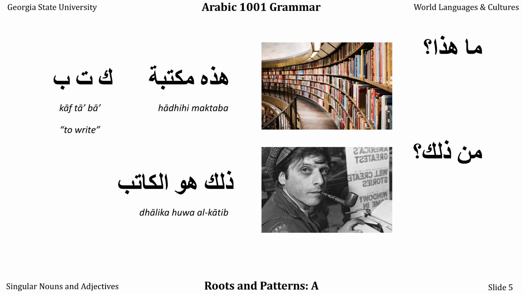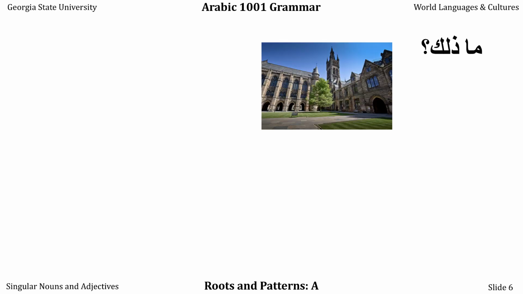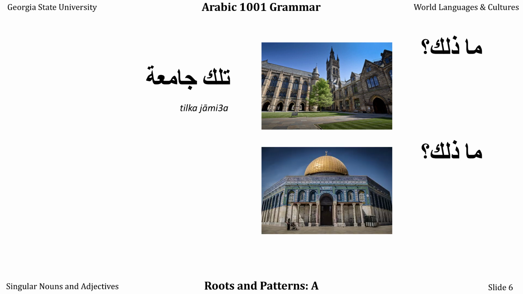One of the most fundamental skills in Arabic is finding the root of a word and comparing it to other words that you know. We can do this with other roots. Ma dhalik, what's that? Our answer is tilka jami'a, that is a university. But ma dhalik, what's that? And our answer is dhalik jami', that is a mosque.